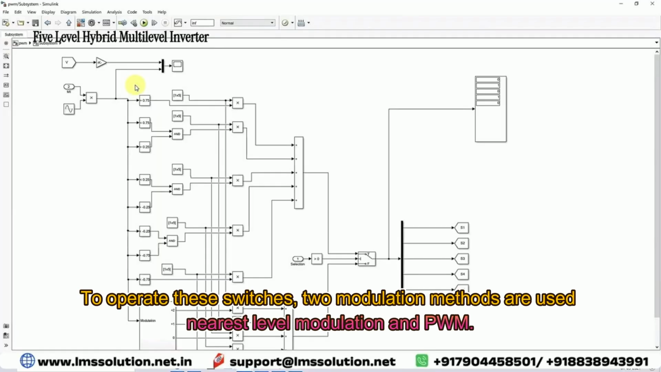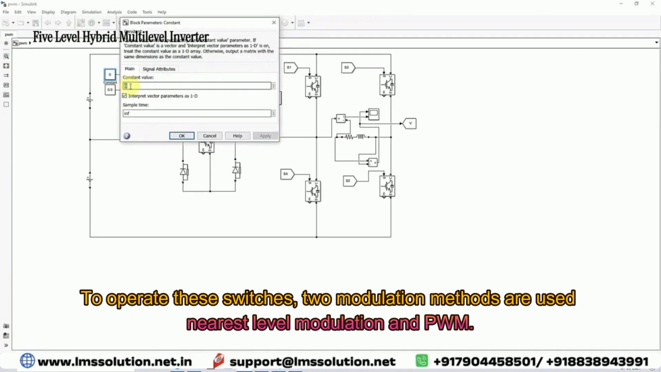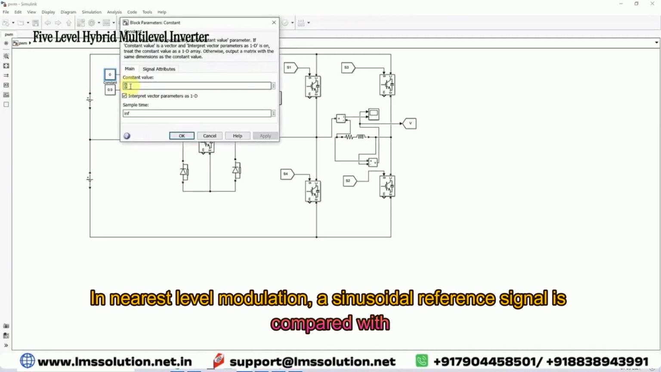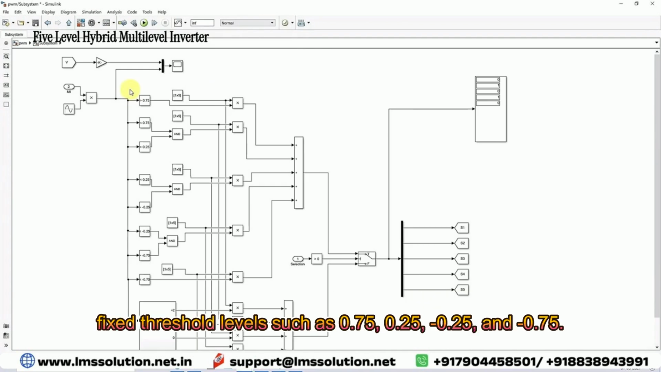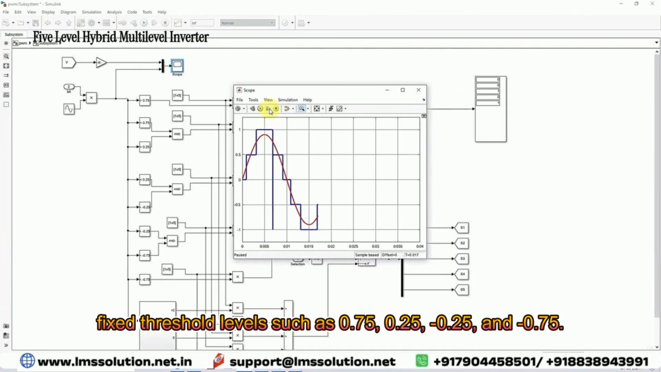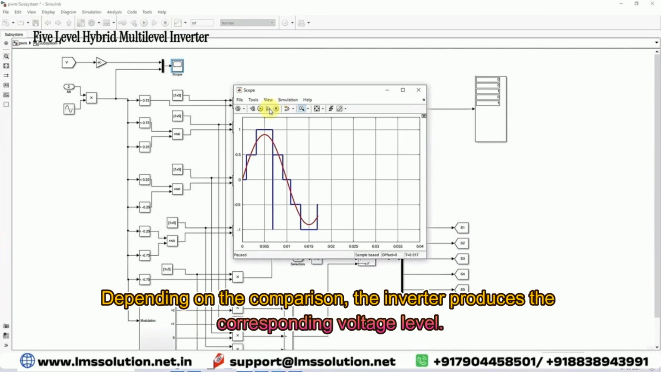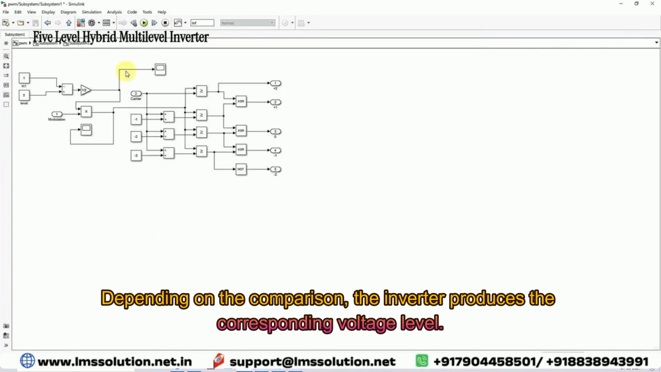To operate these switches, two modulation methods are used: nearest level modulation and PWM. In nearest level modulation, a sinusoidal reference signal is compared with fixed threshold levels such as 0.75, 0.25, -0.25, and -0.75. Depending on the comparison, the inverter produces the corresponding voltage level.